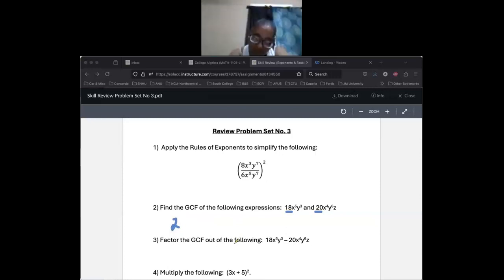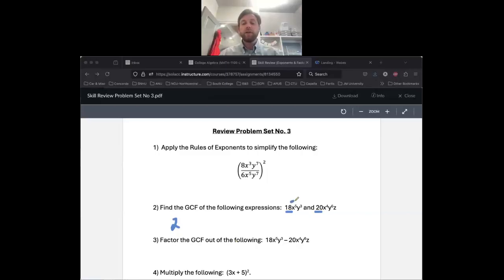For the variable parts, you look at what they have in common, and what they have in common is just an x and a y, while the z here is not common. We just use the x and the y. Now you look at the x and y and you get the lowest exponent of each. Look at the exponents of the x's: it's 5 and 4, so the lowest exponent over the x's is the 4. And similarly for the y's, the lowest exponent is the 3. So that's the GCF for that.